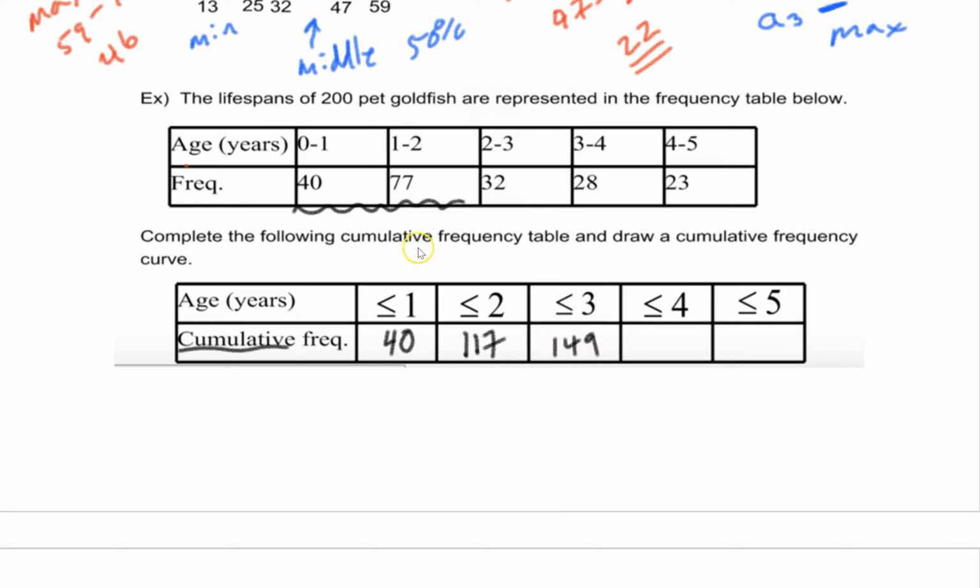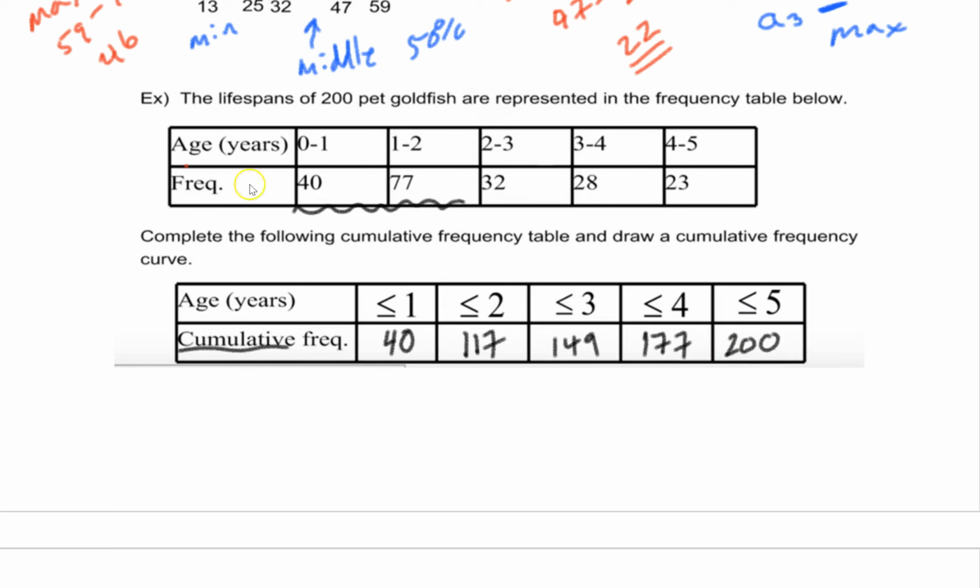And then less than 4 years, so we're going to add up all these, right? Just add 28 to our 149. And that's about, let's see, 177. And then finally here, we're going to add 23 to that to get less than 5. That's going to be 200. Right, and that's how you do a cumulative frequency, right?